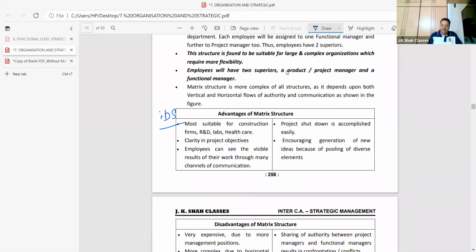Now, suitable for R&D lab, healthcare, there is clarity in project objectives. Employees can see the visible results of the work through many channels of communication. But the best advantage over here is what? Pay attention. There are chances of promotion.